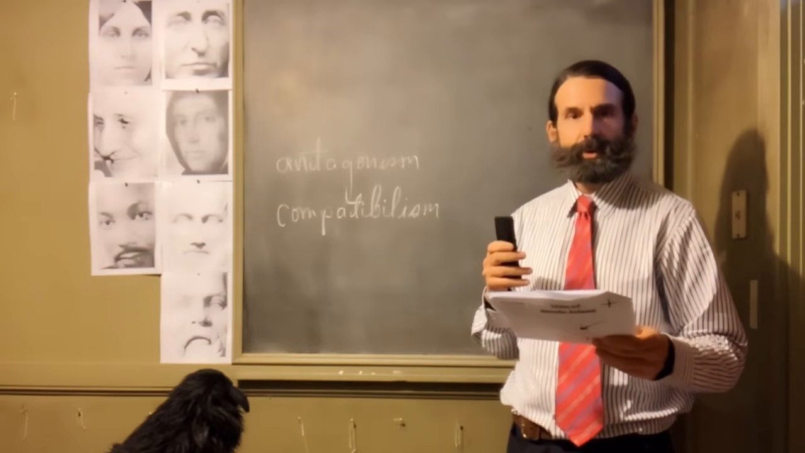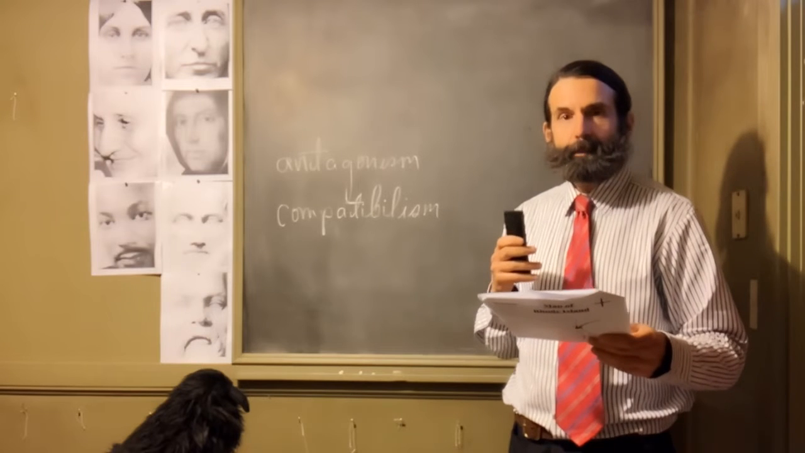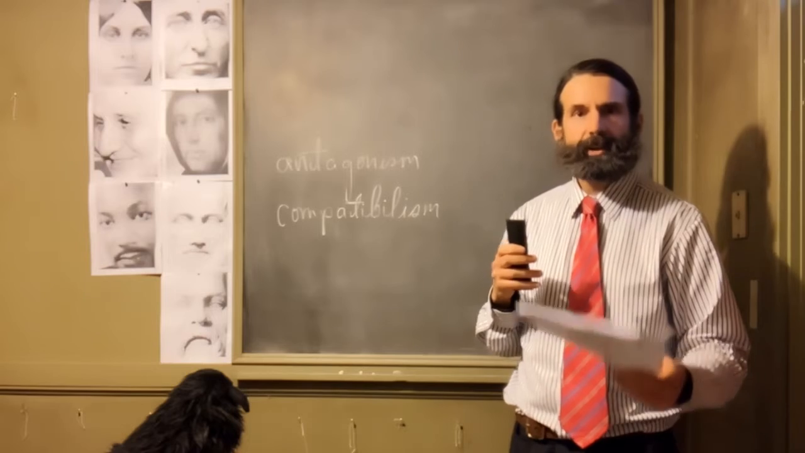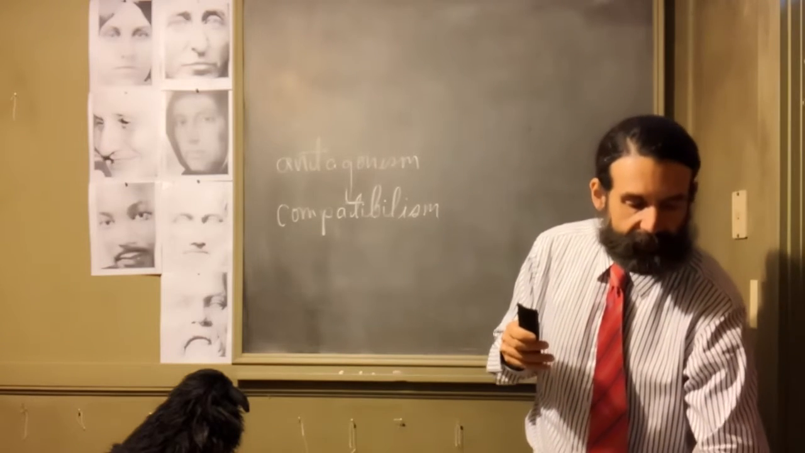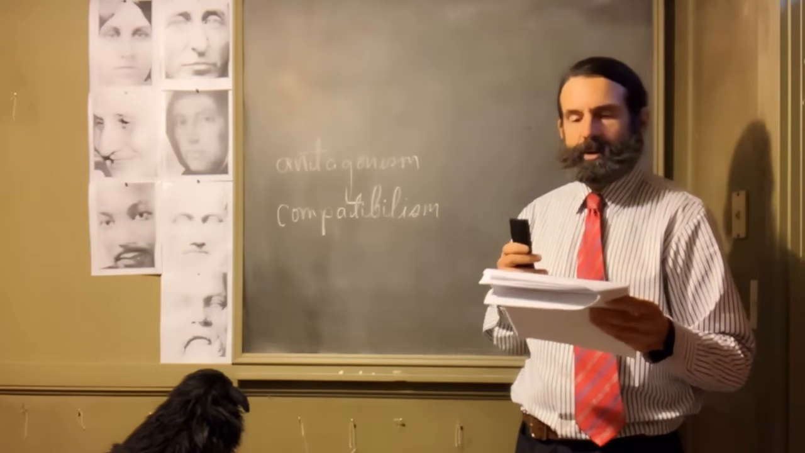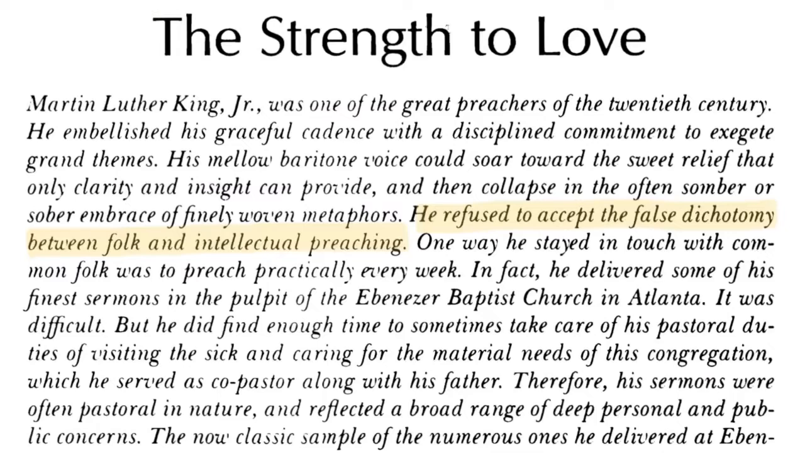Okay, let's now review examples of compatibilism in Martin Luther King. First, let's look at the very first page of Strength to Love. There's a nice summary by the editor. The editor writing, he, Martin Luther King, refused to accept the false dichotomy between folk and intellectual preaching.